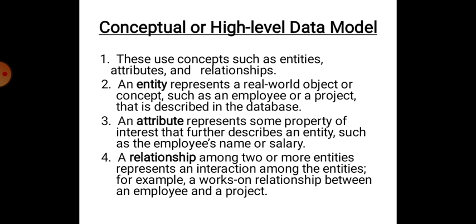Point number 4. A relationship among two or more entities represents an interaction among the entities. For example, works on is the relationship between the employee and the project. Students, if you consider two entities, employee is an entity and project is an entity. So employee works on projects. So the relation between employee and project is that employee works on project. So the relationship is works on.